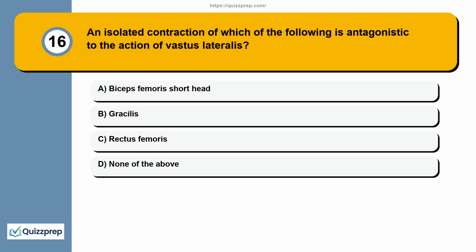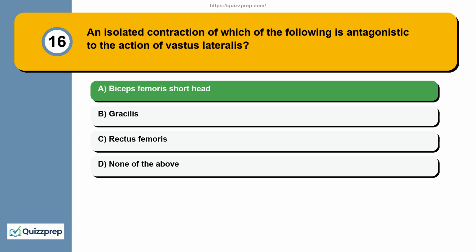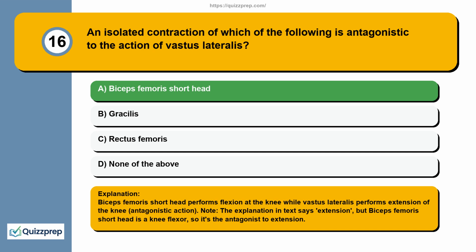Question 16. An isolated contraction of which of the following is antagonistic to the action of vastus lateralis? Biceps femoris short head, gracilis, rectus femoris, none of the above. Biceps femoris short head performs flexion at the knee while vastus lateralis performs extension of the knee. Antagonistic action. Note, the explanation in text says extension, but biceps femoris short head is a knee flexor, so it's the antagonist to extension.